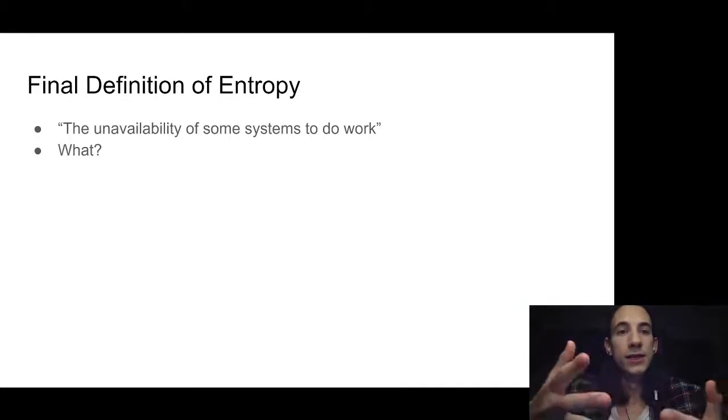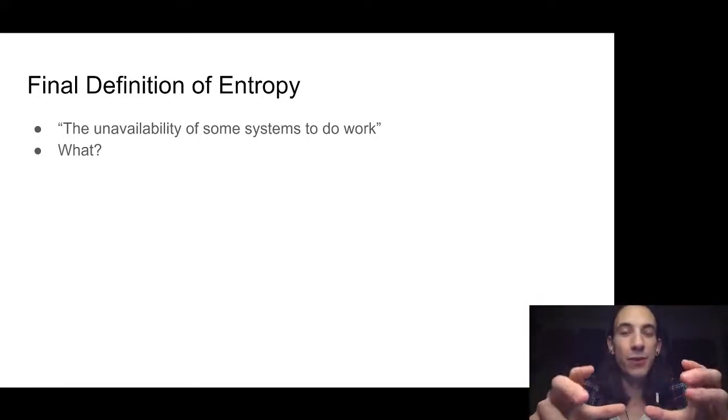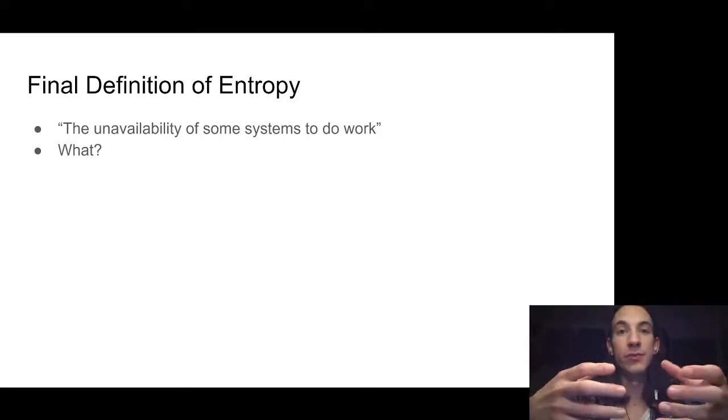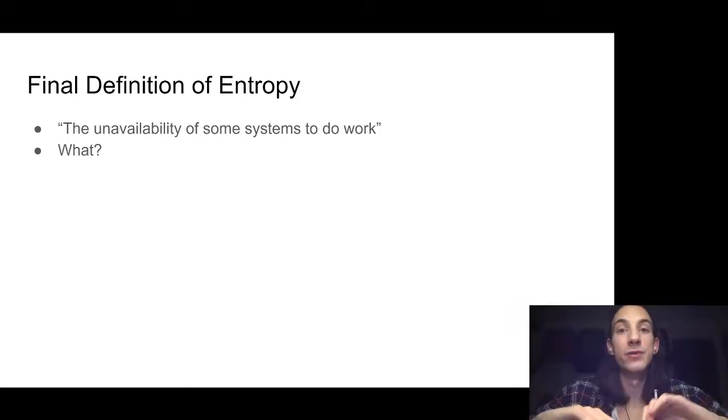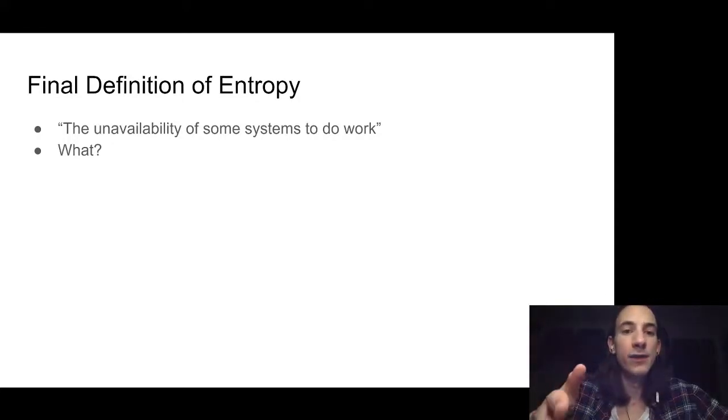And then, getting back, earlier when we defined entropy, we had this definition that said the unavailability of some systems to do work. That's kind of a weird definition. That's a hard one to think about. I think that's the hardest one to think about. Then there's saying that it's this measure of disorder. If we have a more disordered state, we have more entropy, or the spread of energy. If our energy is spread out between more particles, we have higher entropy. Those make sense. This one, the unavailability of some systems to do work, is weird.